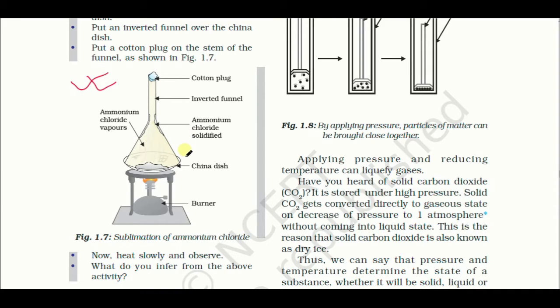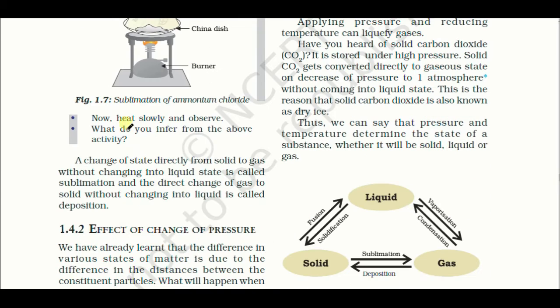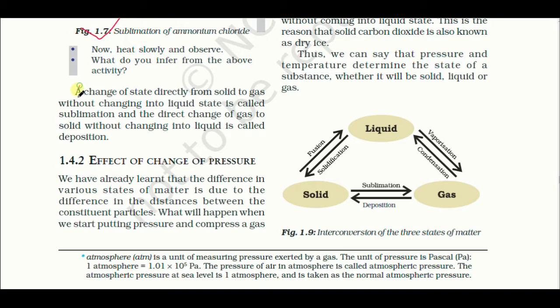That means the process in which a solid substance goes directly into the gaseous state is known as the sublimation process. Clear? And the substance which undergoes the sublimation process is known as a sublimate, or you can also say it sublimes. Clear? Here is given sublimation of ammonium chloride. So here the definition is given.